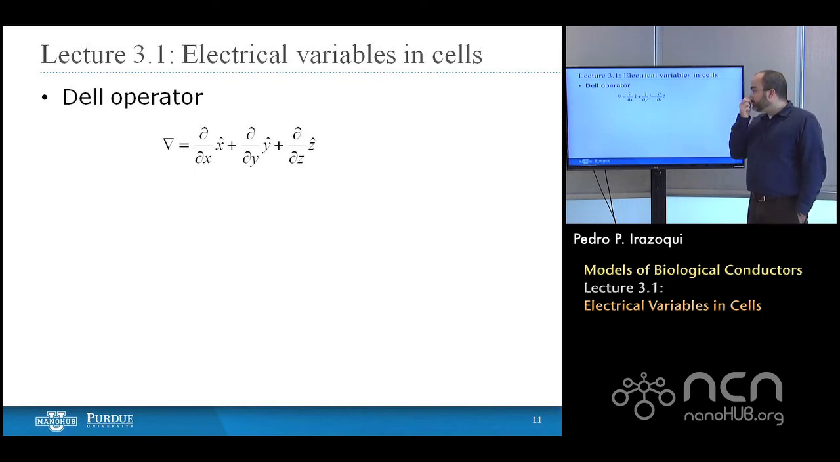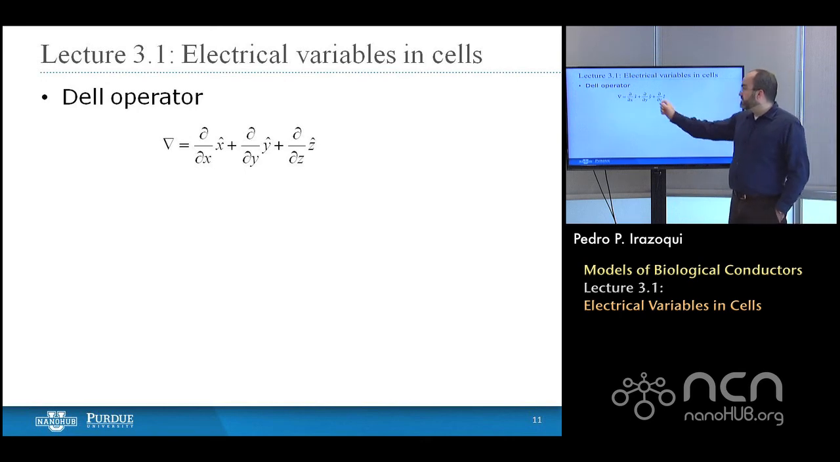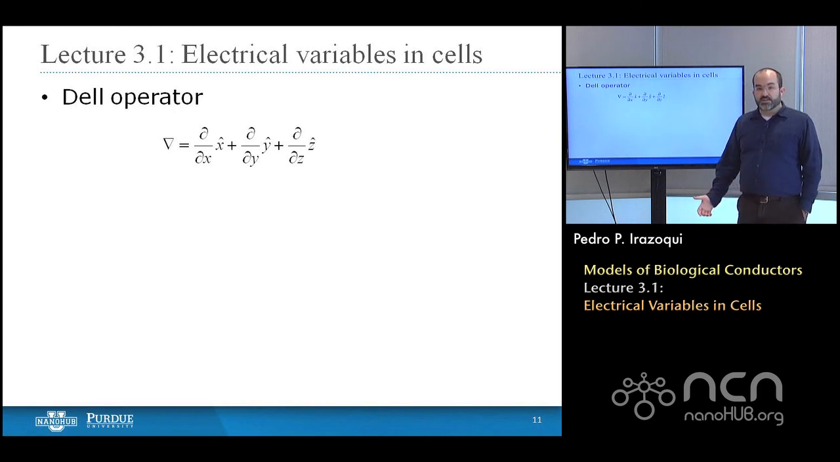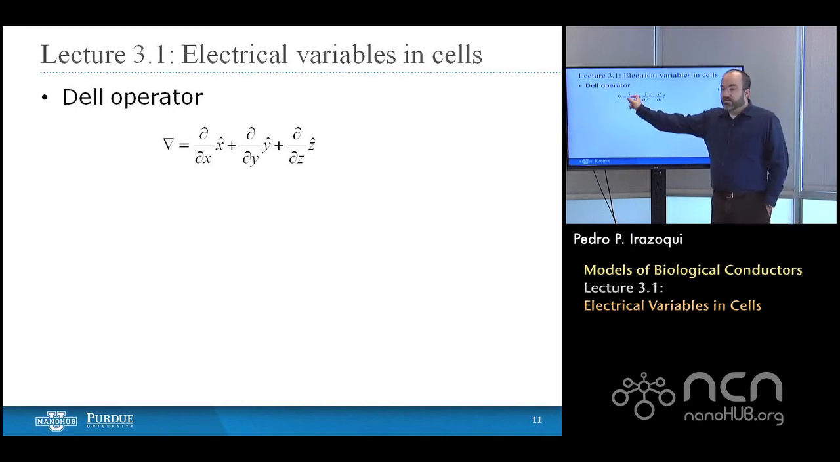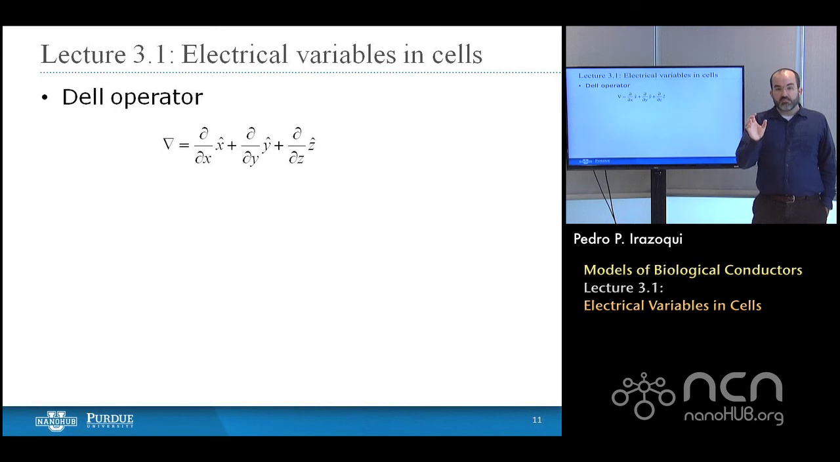The Del operator is a mathematical operator defined as Del is equal to the partial derivative with respect to x in the x-hat direction, plus the partial derivative with respect to y in the y-hat direction, plus the partial derivative with respect to z in the z-hat direction. And you can multiply it in various different ways times different quantities to get different sorts of results.